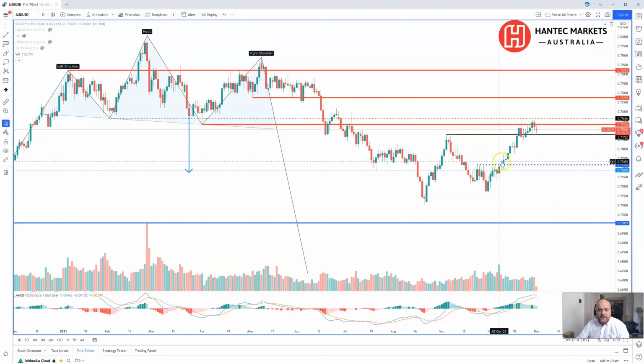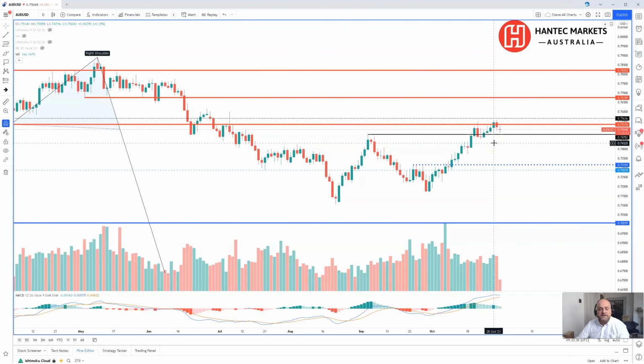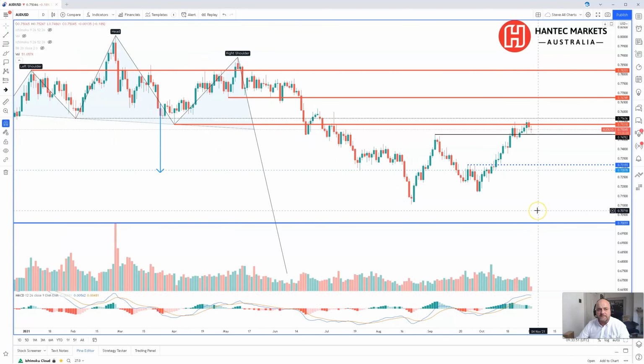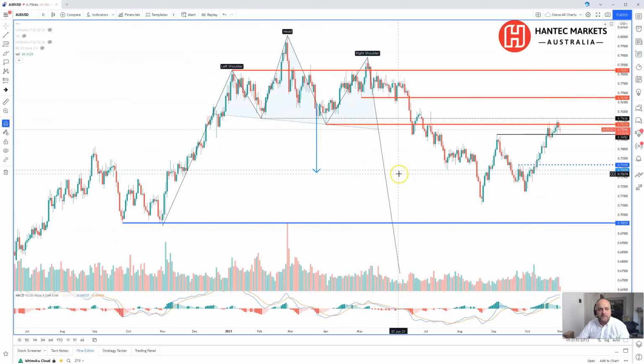We've seen a hanging man candle posted on the daily chart. We've seen volume dropping off, and we've also seen, as prices have moved higher, the momentum, especially over the last week or so, has moved lower. So we're not really making the same sort of gains that we made before.